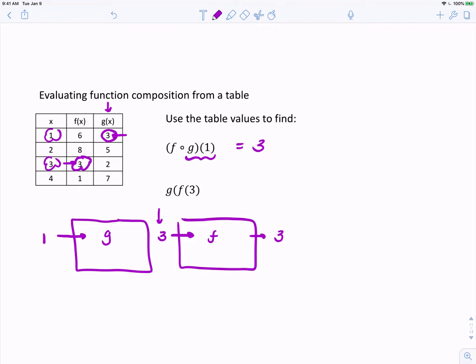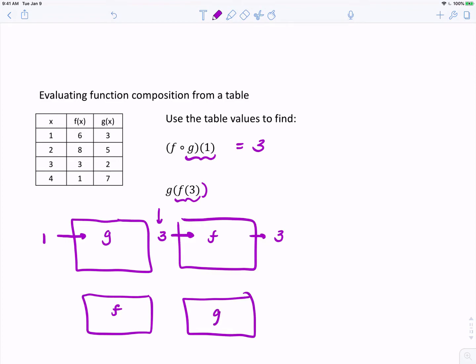Let's try it using the parentheses notation. All right. So in the parentheses notation, the first thing we see is function f. So the first function we'll be applying is function f, and then we'll be applying function g, and the number that we're putting in is 3.